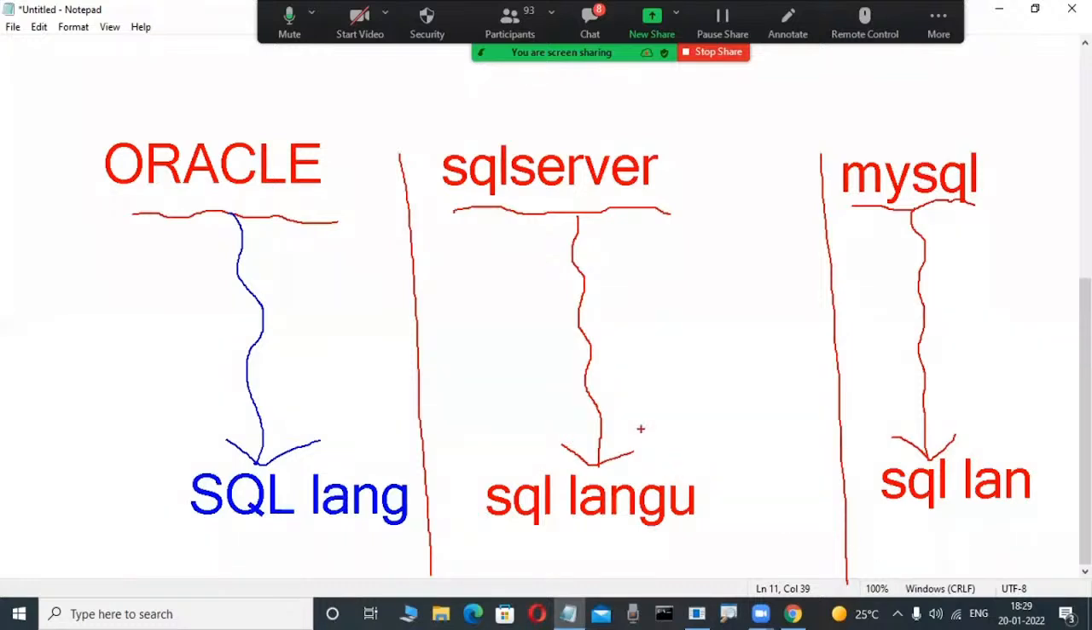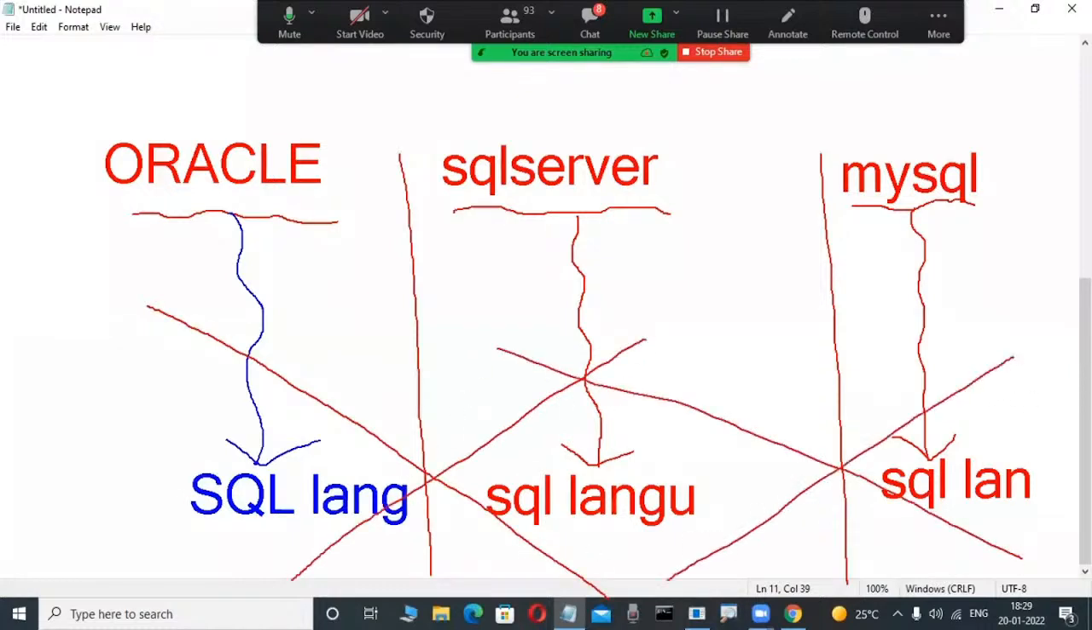Easy. Maybe some technical persons are there in our class, they're telling only. Are these all SQL languages the same or different? Very good. In our class, so many fellows are telling the same only. That is 100% wrong. These all SQL languages are different, not the same.